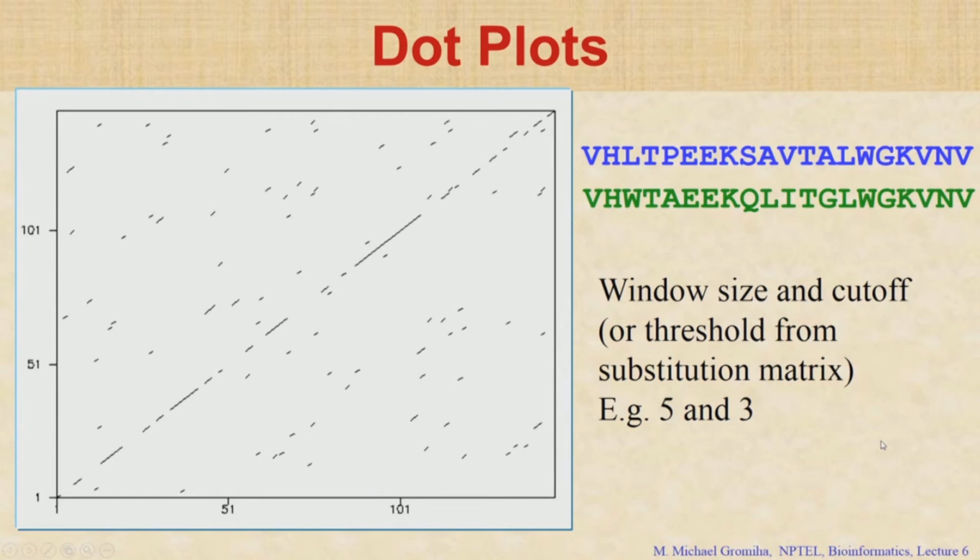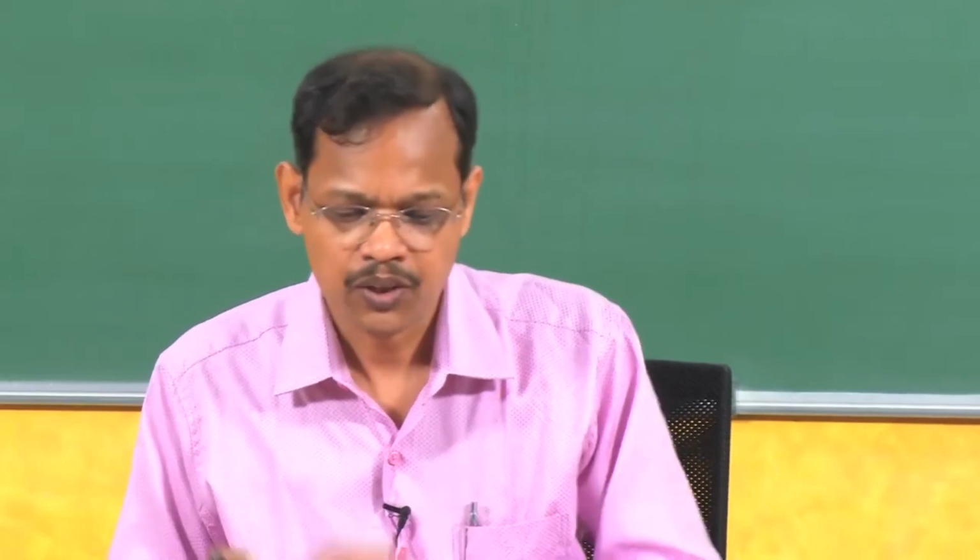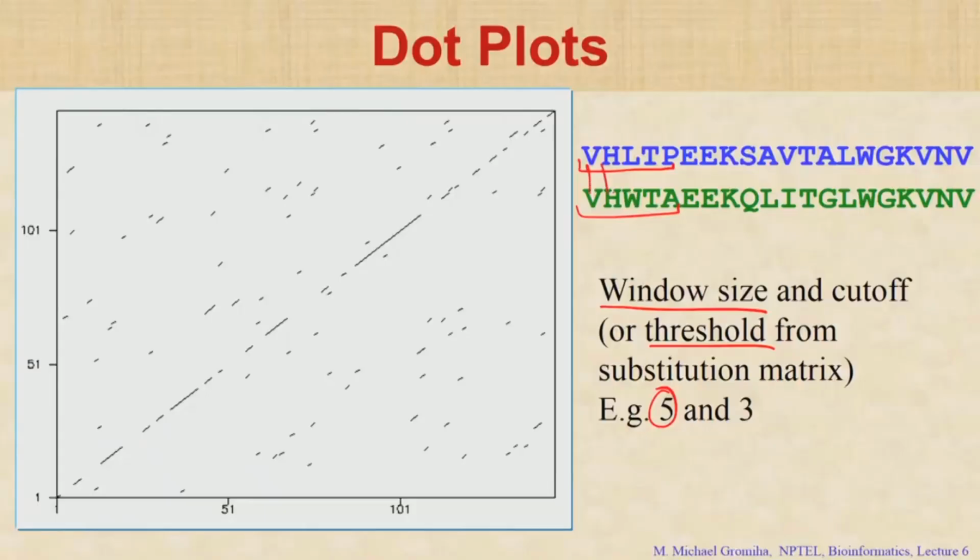Then we can also use a different window size and use some threshold. For example, if you take the window size of 5, take this 5, compare this 5, and among the 5, how many of them are matching? Then you put a threshold, for example, 3. So, you have 3 matching, 1, 2, 3, then you can say okay, there is a match. Then go to the next window, this 5, and check whether it meets the threshold of 3 or not. If it matches, put a dot.